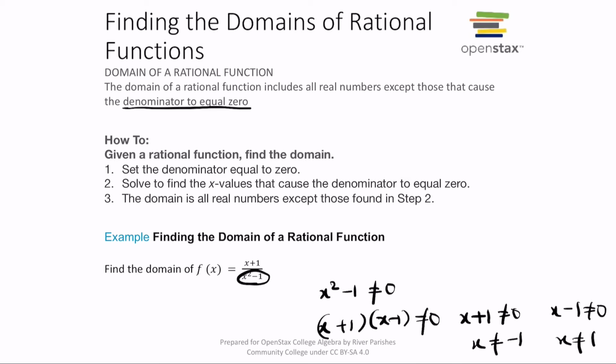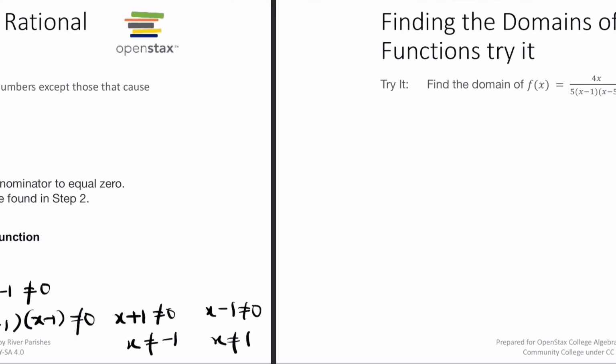So then the domain becomes negative infinity comma negative 1 union negative 1 comma 1 union 1 comma infinity. Notice that here we are eliminating negative 1 and we are eliminating 1. So eliminating the two values is really important. Eliminating whatever values make the denominator equal to 0 is the main reason for solving these problems.